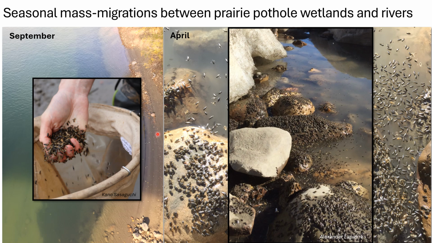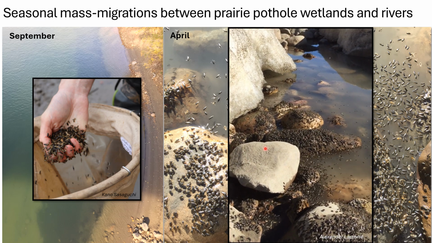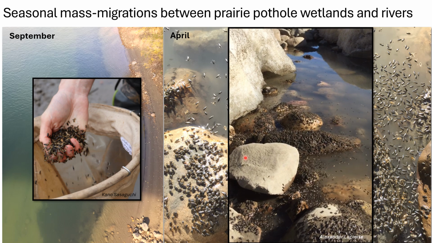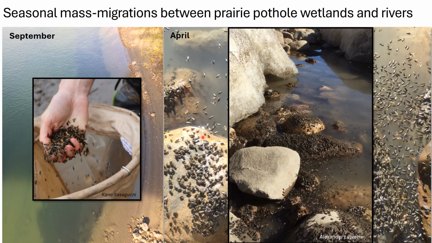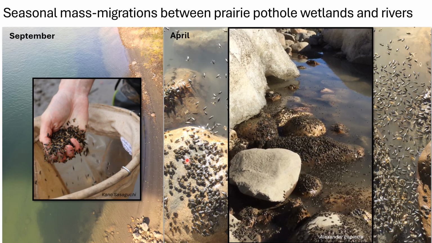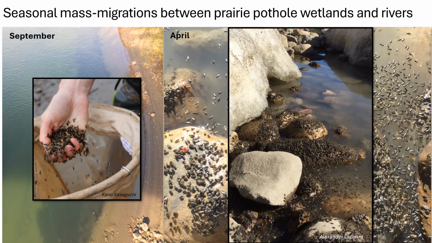Migratory water boatmen transfer between these habitats in such large amounts that we call them seasonal mass migrations. And these migrations represent a very important energy and nutrient transfer between these habitats and form a linkage between these riverine and wetland pond ecosystems. However, it is unknown which pond conditions, where these migratory water boatmen breed, best support these seasonal mass migrations.